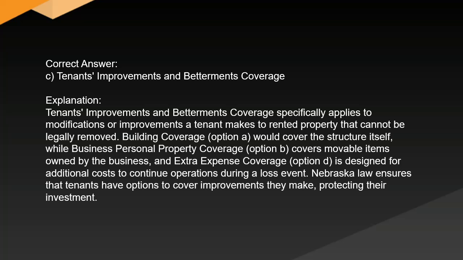Explanation. Tenants improvements and betterments coverage specifically applies to modifications or improvements a tenant makes to rented property that cannot be legally removed. Building coverage, option A, would cover the structure itself, while business personal property coverage, option B, covers movable items owned by the business, and extra expense coverage, option D, is designed for additional costs to continue operations during a loss event. Nebraska law ensures that tenants have options to cover improvements they make, protecting their investment.